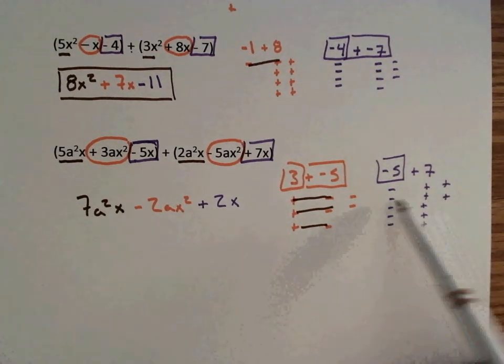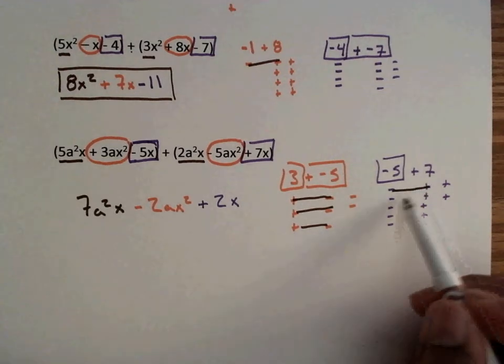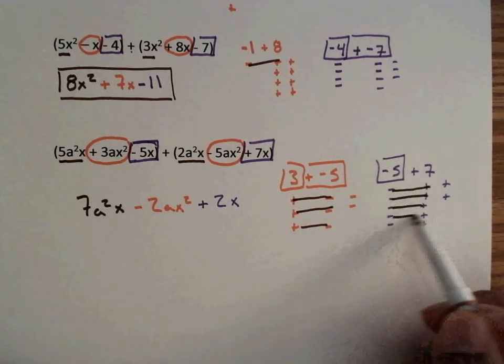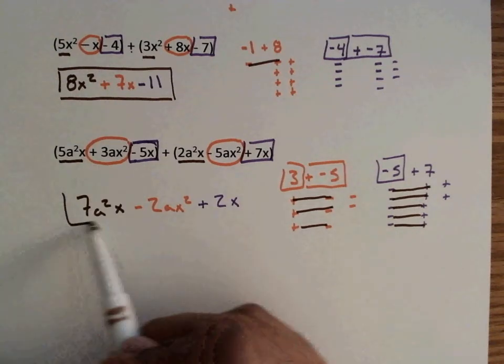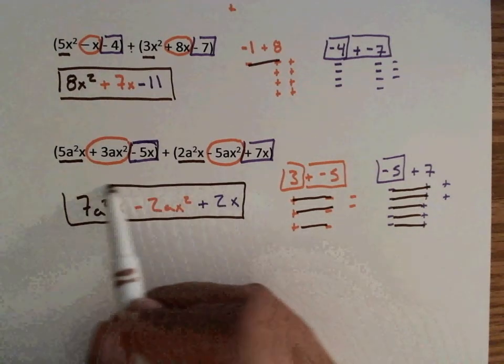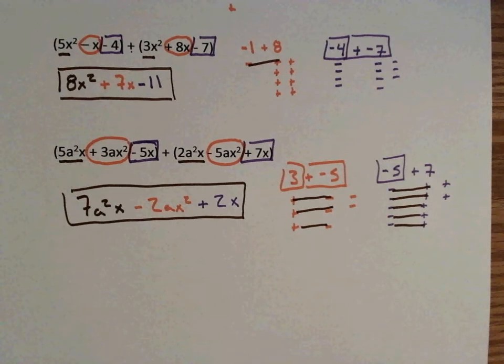And we have negatives and positives in this one. So negatives and positives cancel. So cancel, cancel, cancel, cancel. And all we have left is that positive 2. And that would be our final answer.